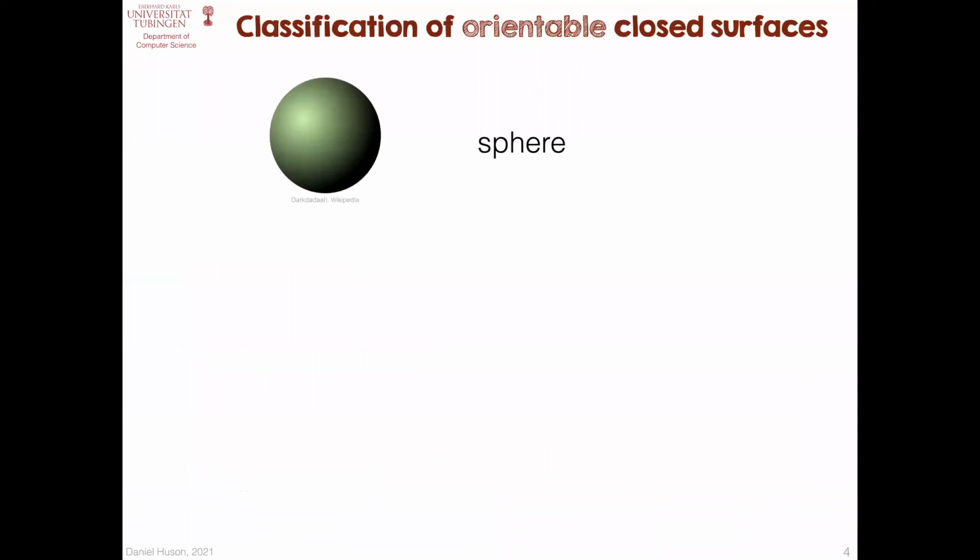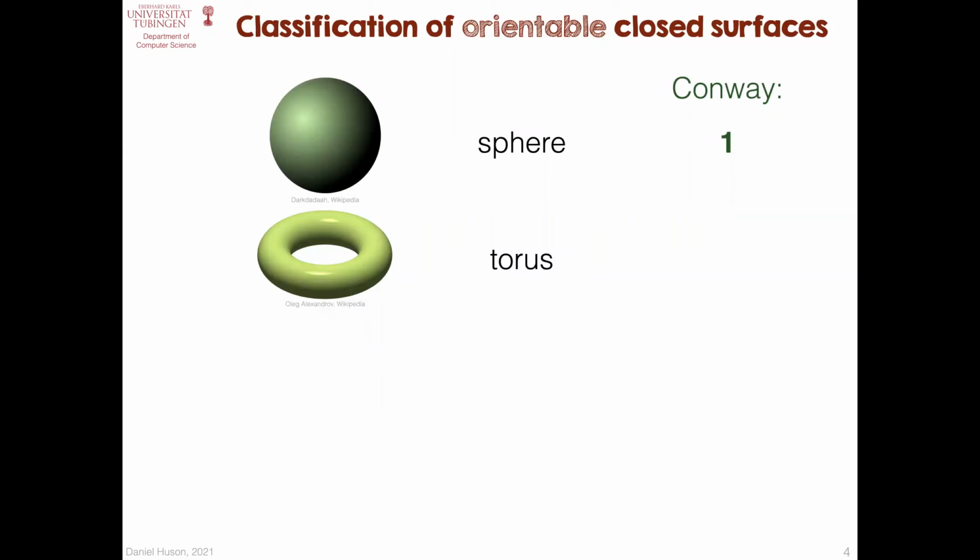I'd like to talk about the classification of orientable closed surfaces. The simplest such surface is a sphere, and in John Conway's notation, this is called 1. Here's a second orientable closed surface, the torus. Conway uses the notation ring for a torus.